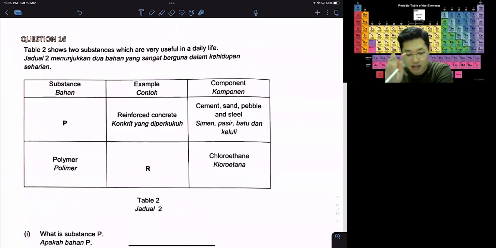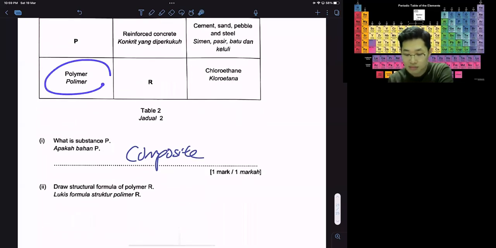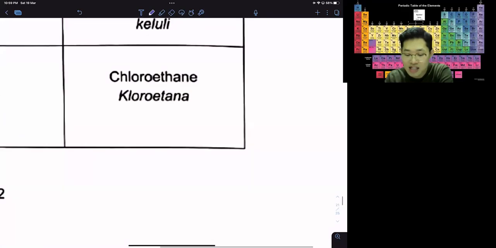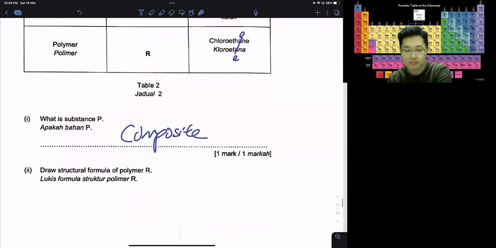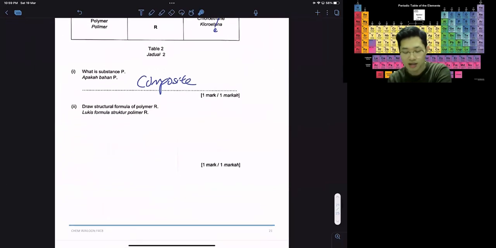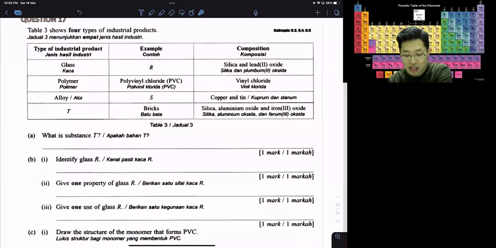Almost done already. I think 3 more questions. Reinforced concrete is which substance? Composite. Polymer, chloroethene. Wait, this paper very new. Chloroethene. Okay, not going to draw. What is substance T? What is T? Bricks.